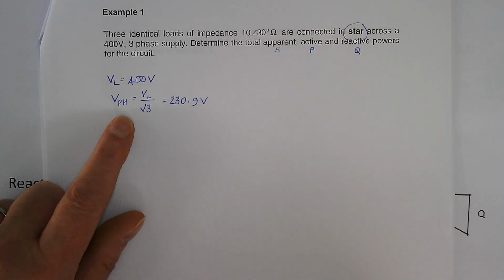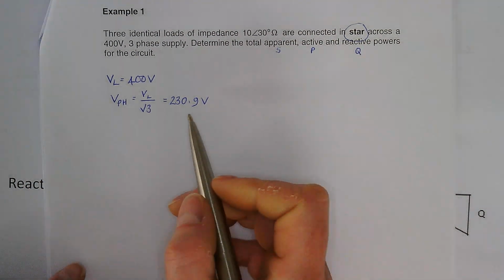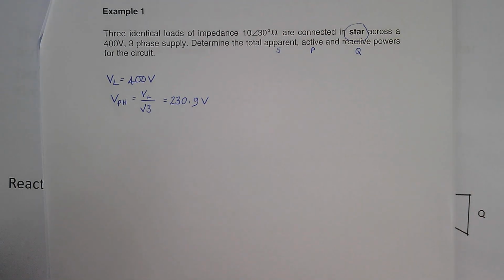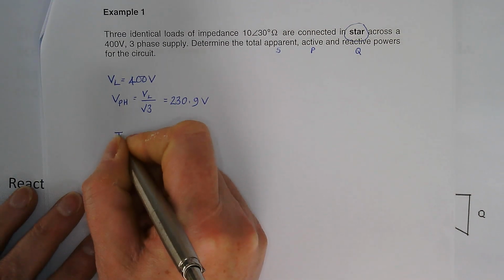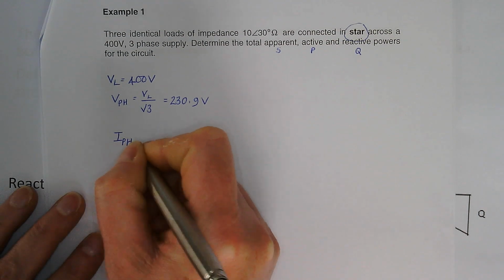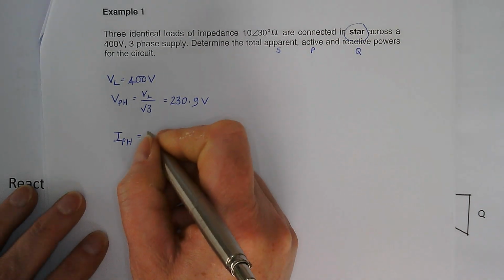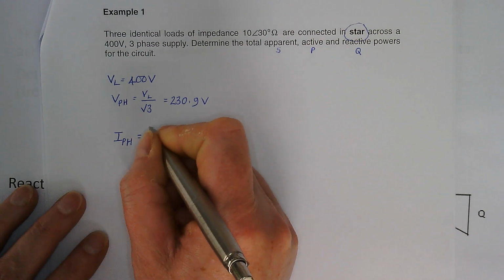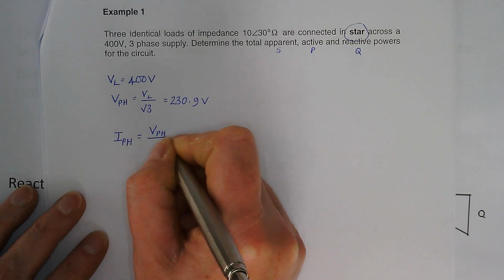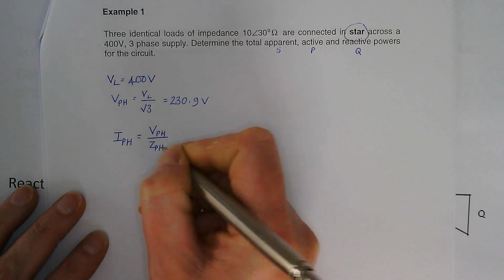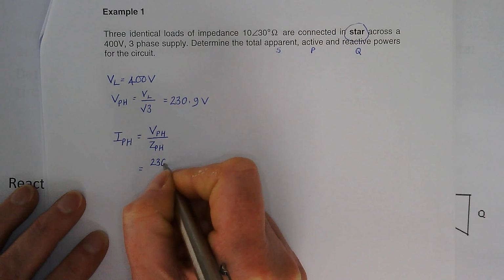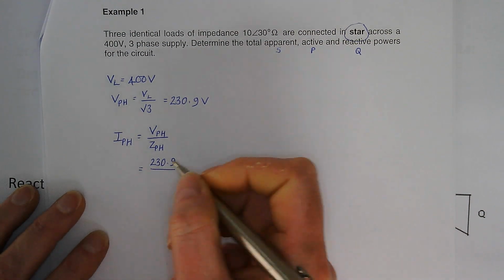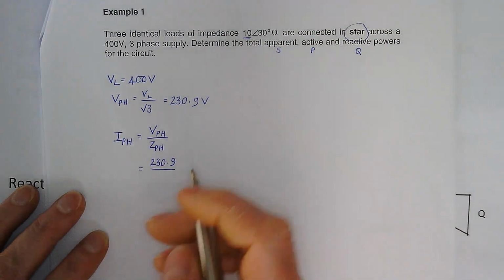That's my phase voltage. Now, you'll notice I'm only using magnitudes. I'm not including any phase angles. I don't need any phase angles because I'm using this method. So my V phase, and then I'm going to get my I phase. Because I'm using this method, I can just do I equals V over Z, and I'm only going to use the magnitudes. So my V phase, my 230.9, I'm going to divide by the magnitude of my Z, which is just the 10.